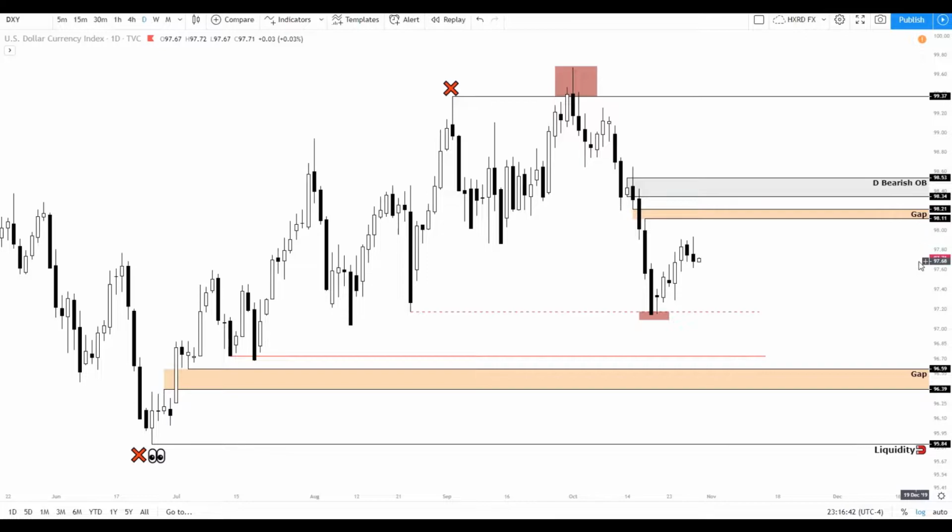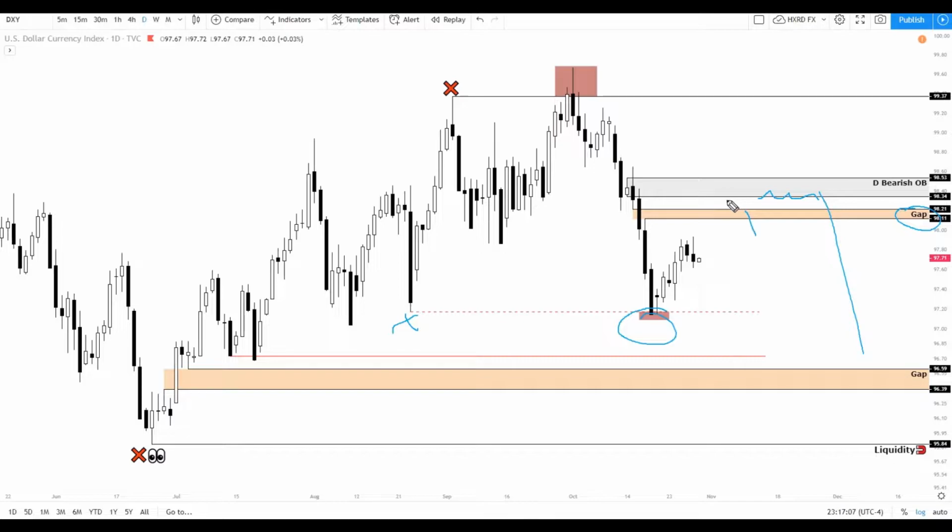So let's explain this. We've taken out the liquidity resting here. We purged it, and that's caused the retracement up. I'm expecting this gap at 98.21 to fill, and we could sell off from there, but I do want us to hit this bearish order block before we continue to sell off to the downside.